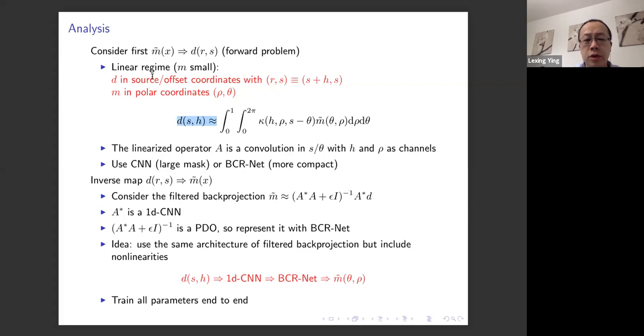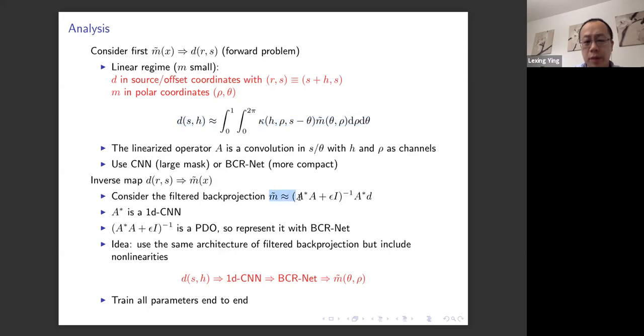Okay, sorry, one thing I forgot to mention is that we also have to do a transformation of my data. So instead of the receiver and source coordinates, I'm gonna write it in source and offset coordinates. So offset h is defined to be r minus s. So we're shifting my data array. In this shifted data array, my receiver data can be written in a convolution form of my slowness m tilde. And this convolution is in these s and theta angular variables. And both the offset variable h and also the radial direction rho appear as parameters. So again, similar to the previous example, this can also be viewed as a bunch of 1D convolutions added together, okay?